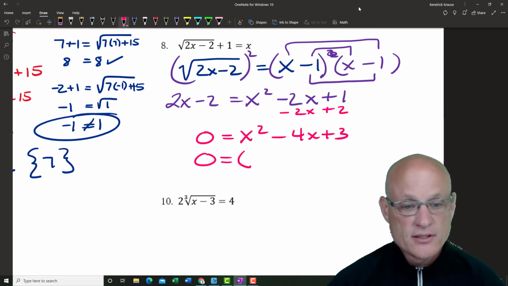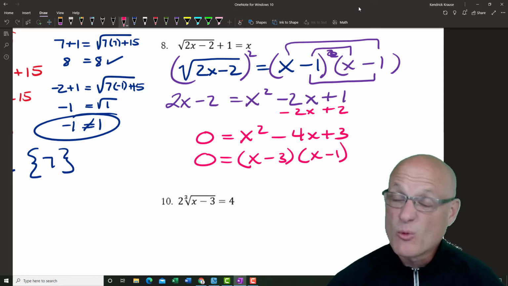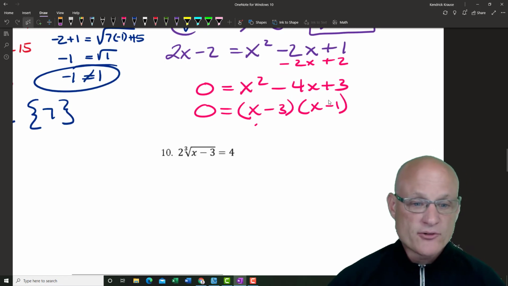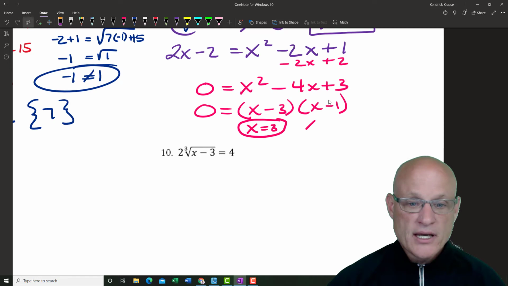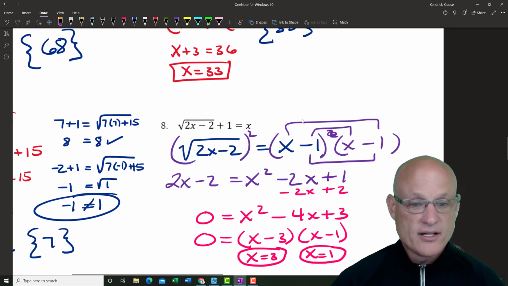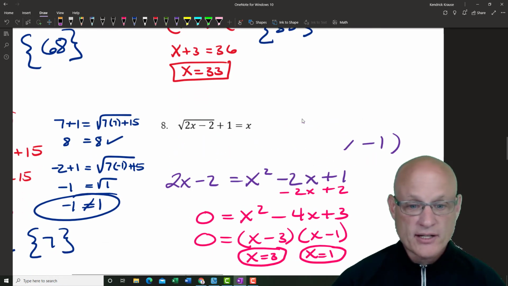Factor this thing. x minus 3, x minus 1. I'm not waiting for you to factor. By now you should be pretty good at factoring. So I get 2 answers. x equals 3 and x equals 1. And I got to verify that they are both, in fact, the correct answers. So I'm going to check them very quickly.